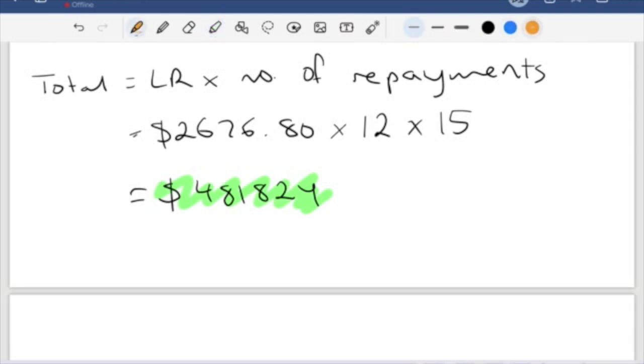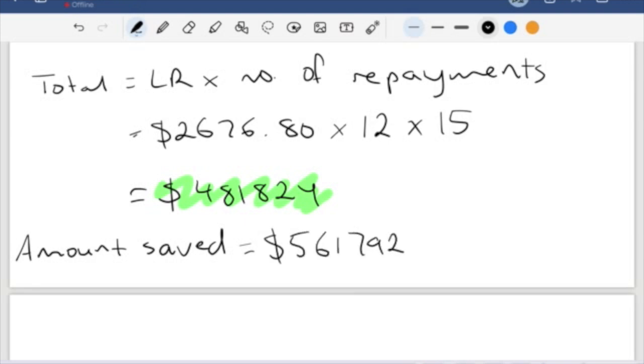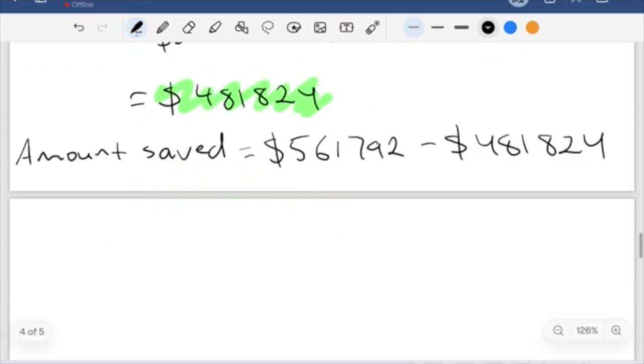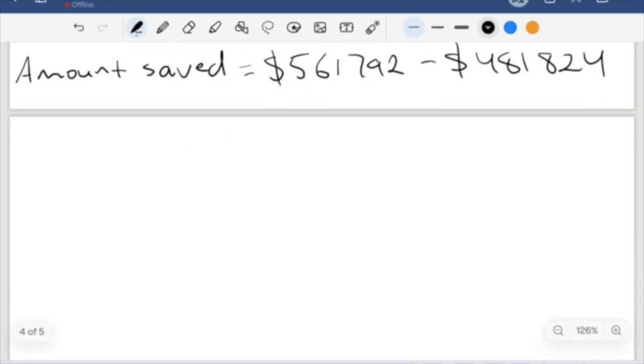So for our final bit here, we're going to write our amount saved equals 561,792 minus 481,824. Okay, subtracting these, finally we get our amount saved as $79,968.